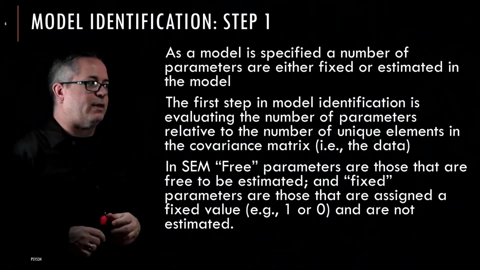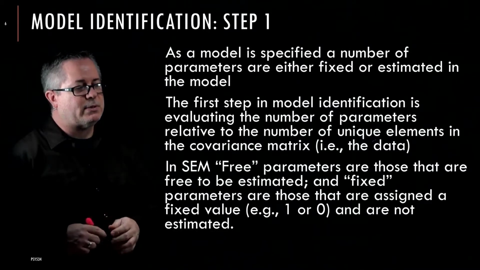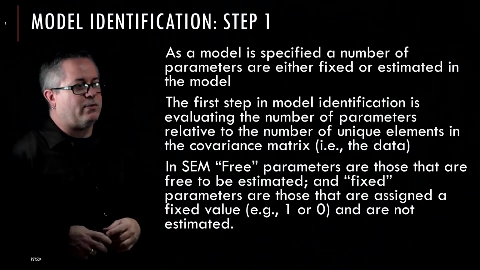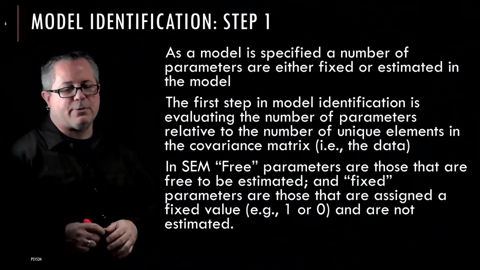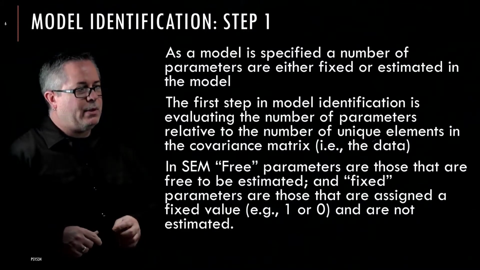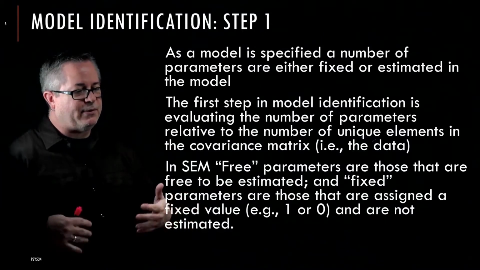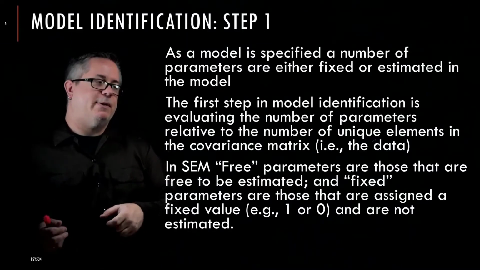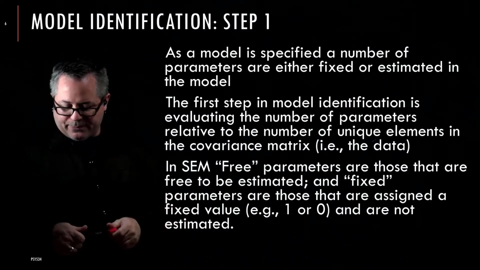So the first step in model identification is evaluating the number of parameters relative to the number of unique elements in the covariance matrix. What the hell does that mean? In SEM, anything that's free, a free parameter, those are going to be estimated. Those are all the asterisks we were just talking about in that last model. So we've got to count the number of asterisks, the number of things we're estimating, and make sure that we have enough degrees of freedom, the difference between our data, the variance covariance matrix, and the number of parameters we're estimating. We actually want there to be some degrees of freedom there.